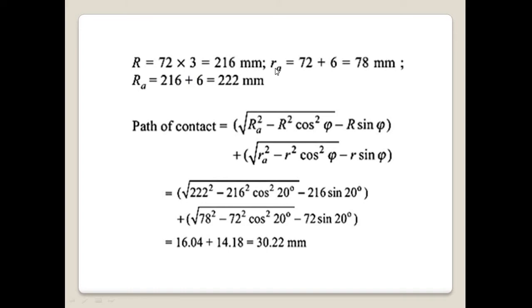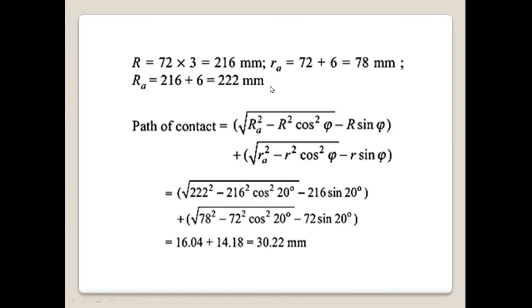Now small RA. Small RA is nothing but the radius of the addendum circle of the pinion, and this is r plus the addendum. What is the value of small r? We already found this is 72, and this 6 is the value of the addendum. In the problem, the addendum is given as equal to the module, and the module is 6 mm. So put the value of the addendum as 6. We get small RA is equal to 72 plus 6, which is 78 mm.